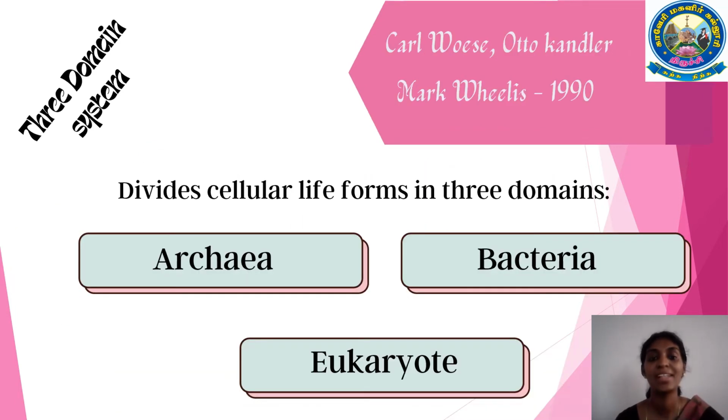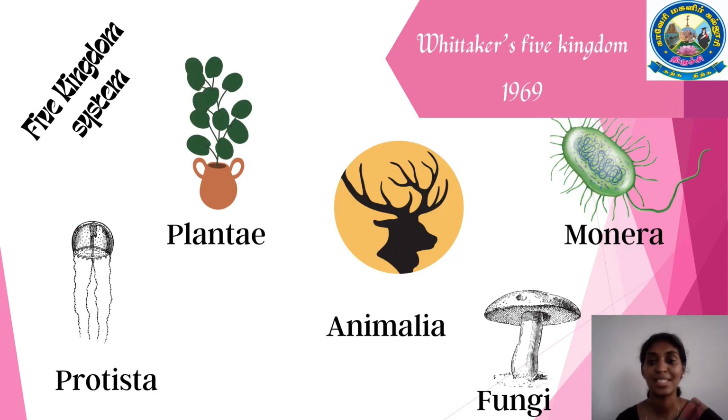The 3-domain system was proposed by Carl Woese, Otto Kandler and Mark Wheelis in 1990. It divides the cellular life forms into 3 domains, which include archaea, bacteria and eukaryote. The 5-kingdom system of classification was proposed by Whittaker in the year 1969, which includes Kingdom Plantae, Kingdom Animalia, Kingdom Monera, Kingdom Protista and Kingdom Fungi.